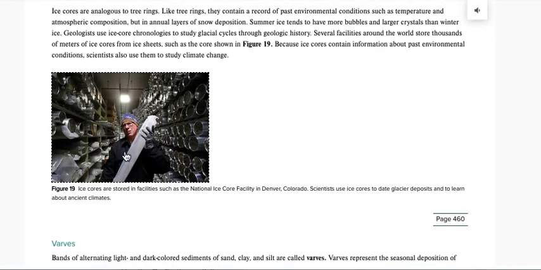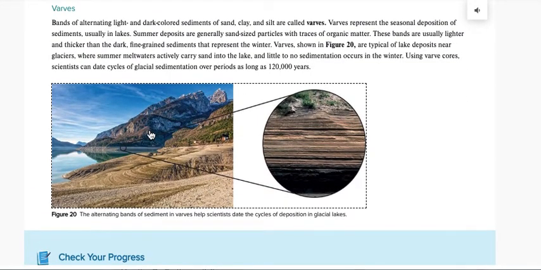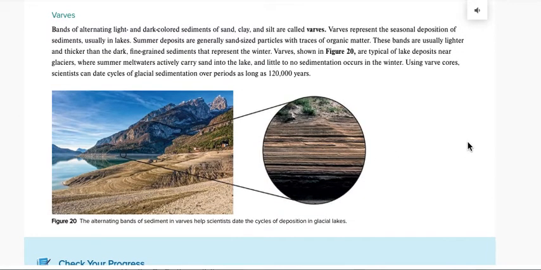Scientists can also use ice cores just like that. The cores that they pull out of ice tend to have more bubbles in them, and larger ice crystals in the summer. In the winter, it tends to have less of that, and ice cores will be like the rings with the wet and the dry. And the last way that scientists do some absolute dating is with varves.